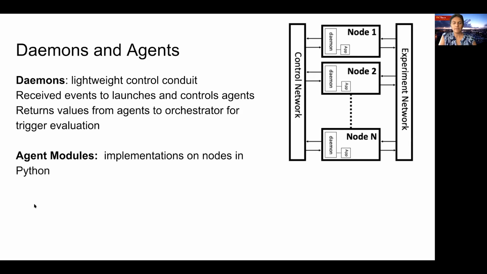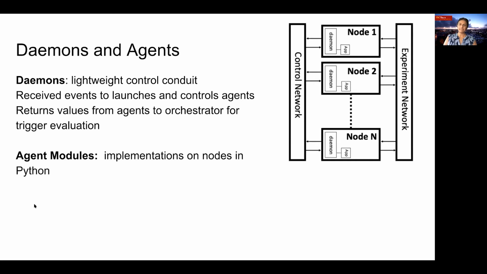The Magi toolkit also consists of daemons, which are lightweight control conduits on the experiment nodes. The daemon is responsible for receiving events from the orchestrator and launching and controlling the agents on the nodes. It takes in the return values from the agents and sends it back to the evaluator for trigger evaluation. And finally, the agent modules are implementations on the nodes. These are Python-based implementations for a particular behavior within the experiment.